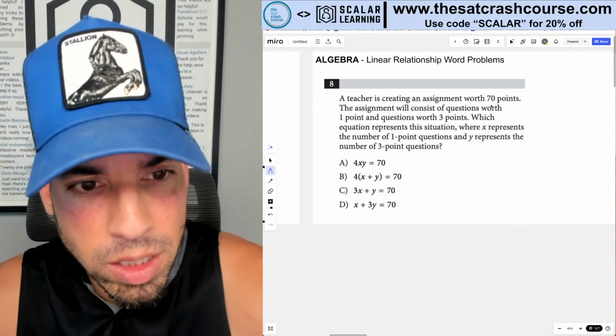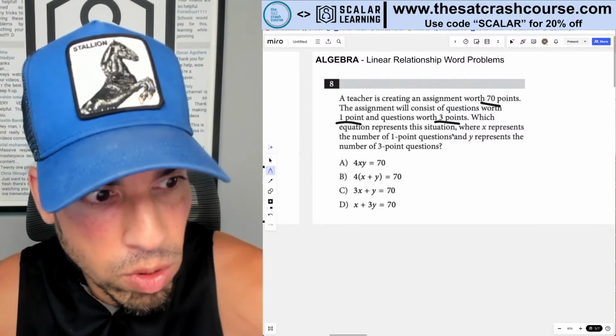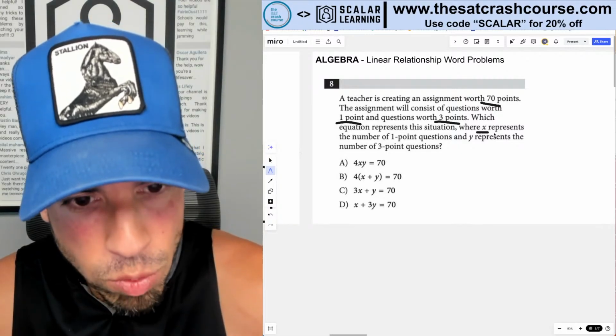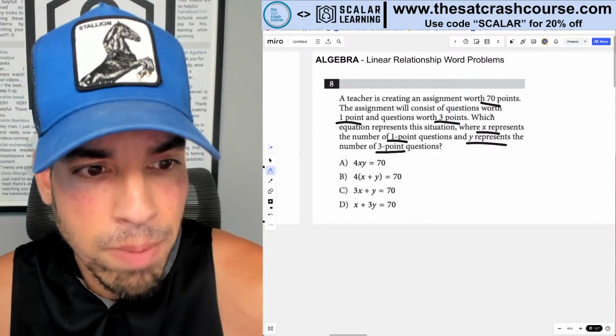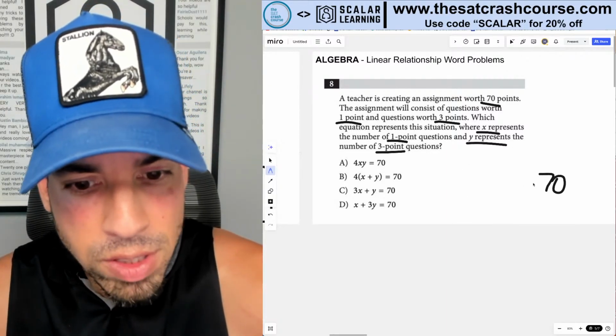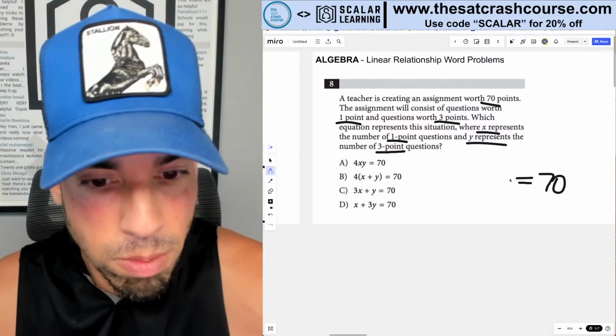A teacher's creating an assignment worth 70 points. The assignment will consist of questions worth 1 and 3 points. Which equation represents a situation where x represents the number of 1-point questions, y the number of 3-point questions? Okay. So we need a total of 70 points, and this is a lot of times what I do. I'm going to construct my own equation from scratch and then compare.